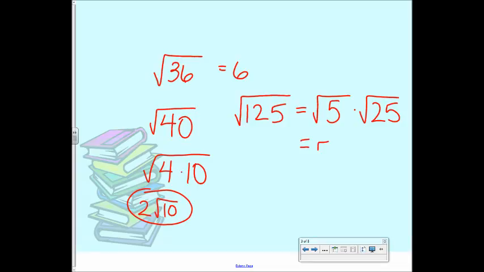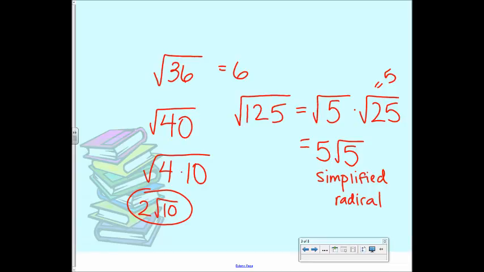Because this one simplifies to 5. This one I can't simplify, so that's what I'm left with. So here's the simplified radical version. All right, so that's my simplified radical. So that's all that means. Okay? So you're breaking it down into factors, and you want to pick a factor that's a perfect square.